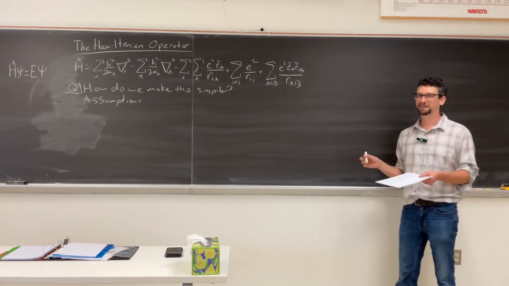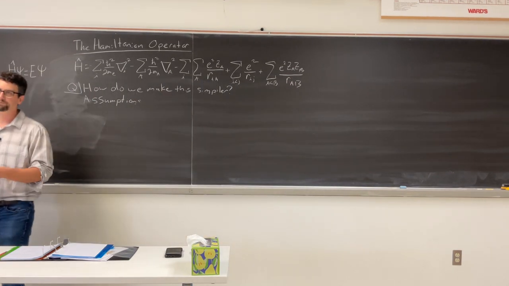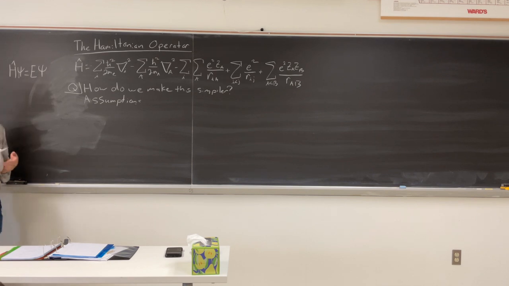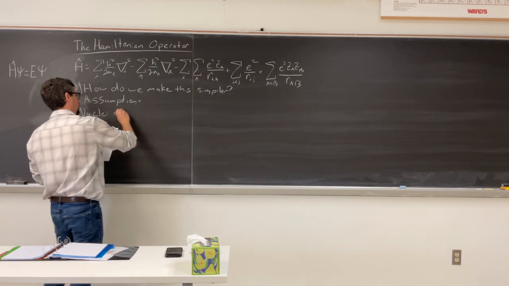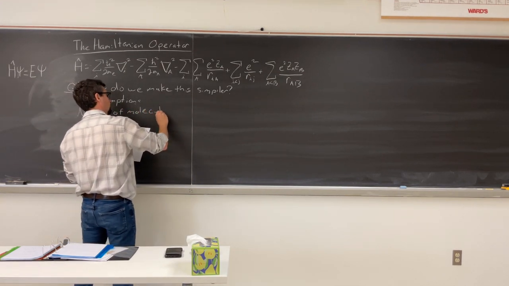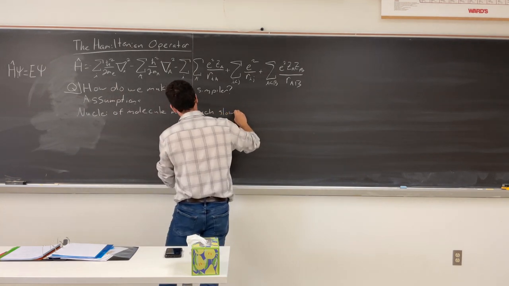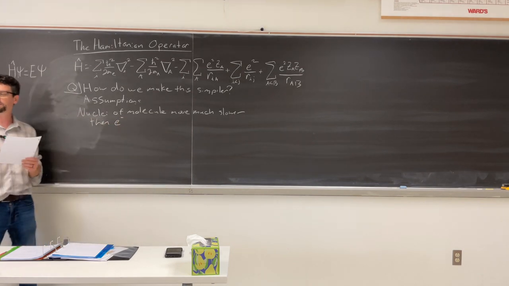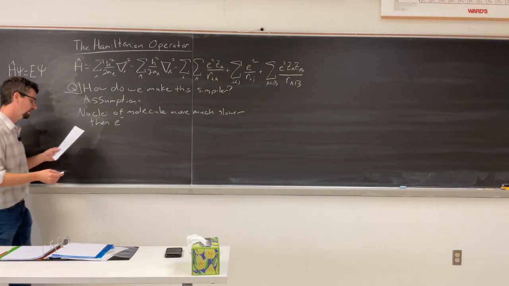We can assume that the nuclei are stationary. Yeah, that's completely true. We can assume the nuclei are relatively stationary compared to the electrons because their speeds differ so much. So nuclei of molecules move slower, much slower than electrons. So much so it almost appears in the frame of the electrons that the nuclei are stationary.